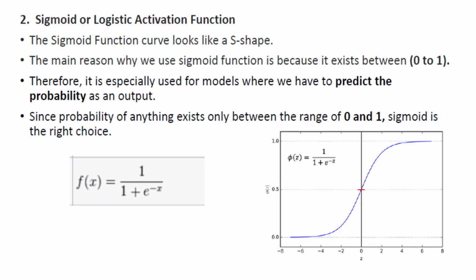This is mainly used for models where we have to predict the probability as an output. So how probable is it that this mail is spam, or how probable is it that a mail is not spam. Probability always ranges between 0 and 1, so the sigmoid function is the right choice when you want to predict something as a probability. The equation for computing the sigmoid function is this, and this is the graph that you get out of it.